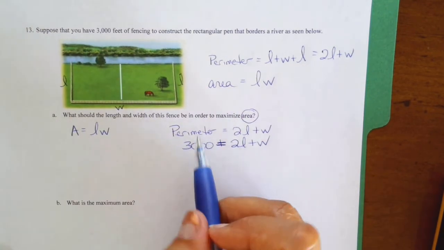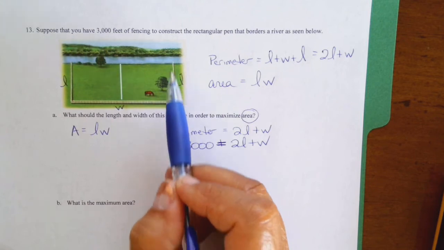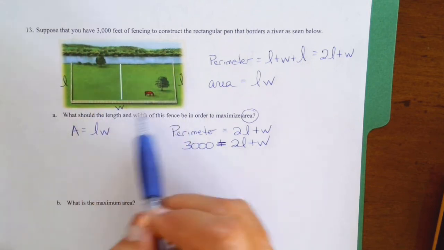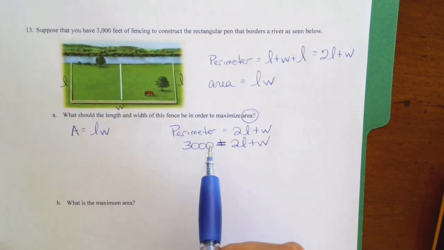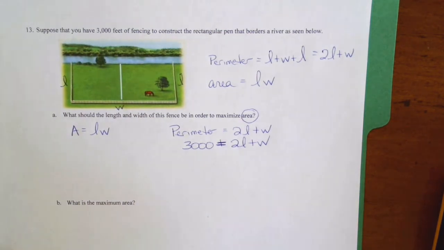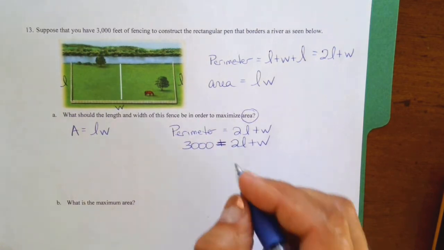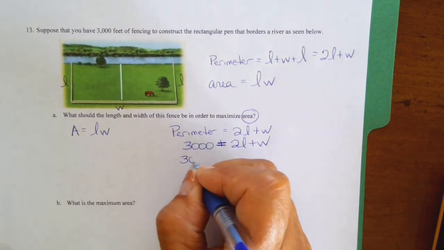Okay, so I know that I have 3,000 feet. So, am I going to do 1,000 feet here and then break up the rest? You've got to figure out how you are going to break up this 3,000 to get the maximum area. Well, that's hard to do in your head. So we're going to use a little algebra. We're going to solve this for W. So I'm just going to move the 2L over.